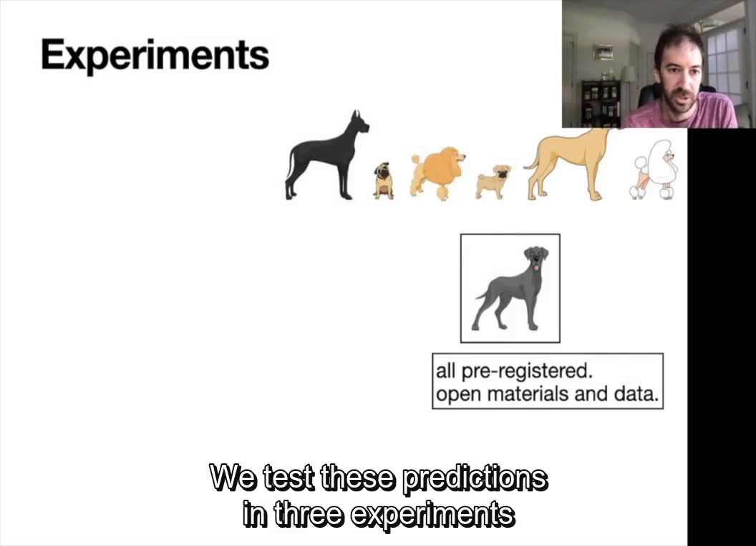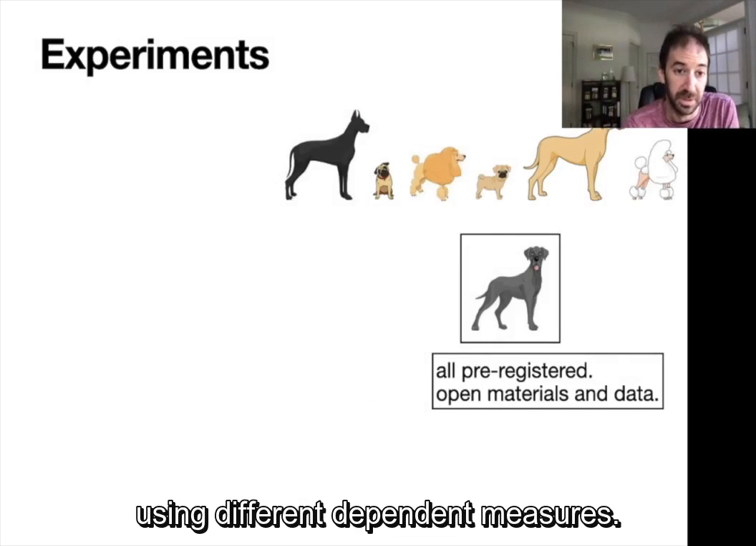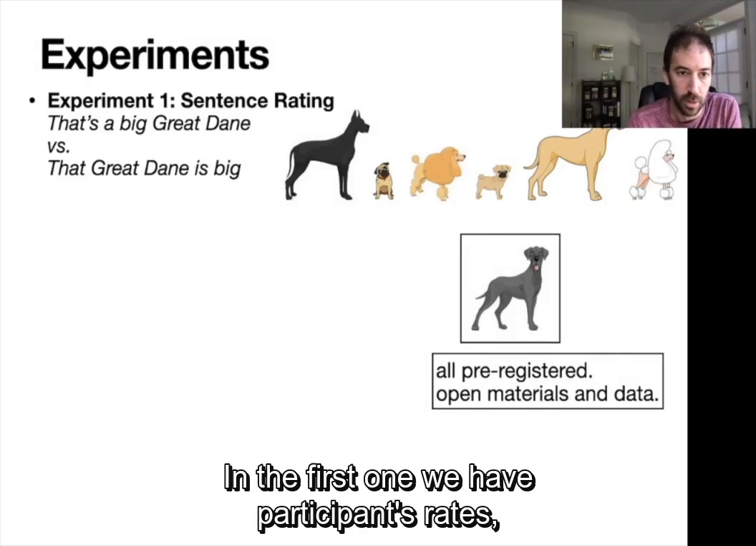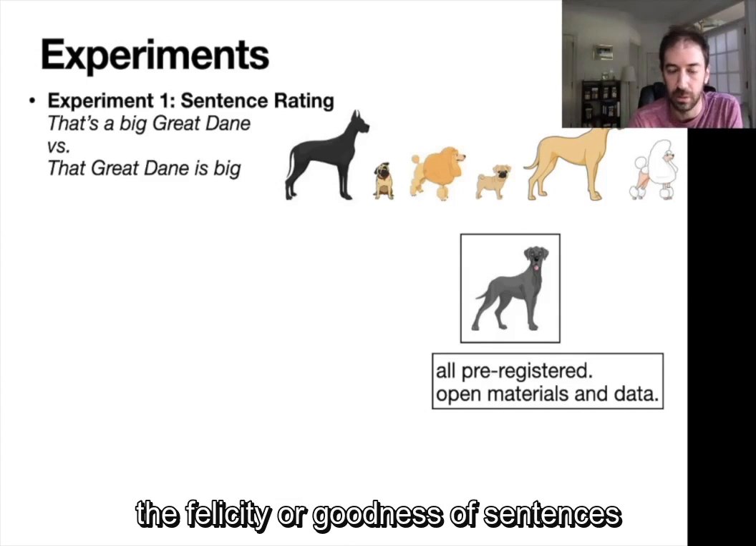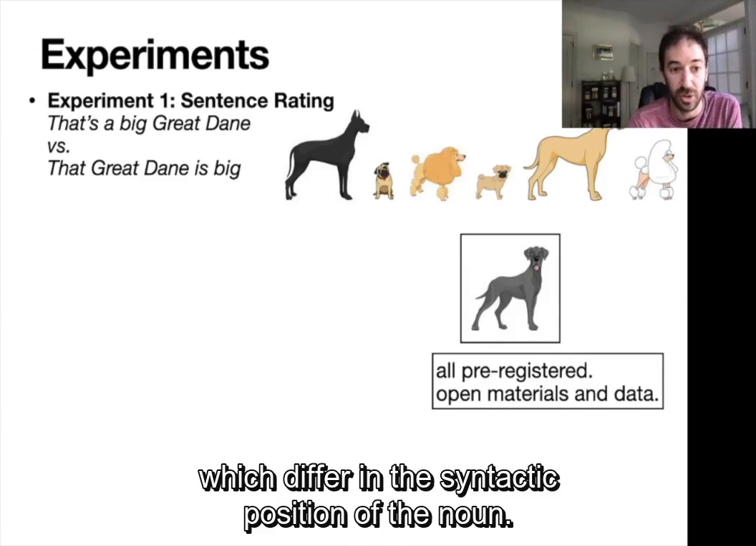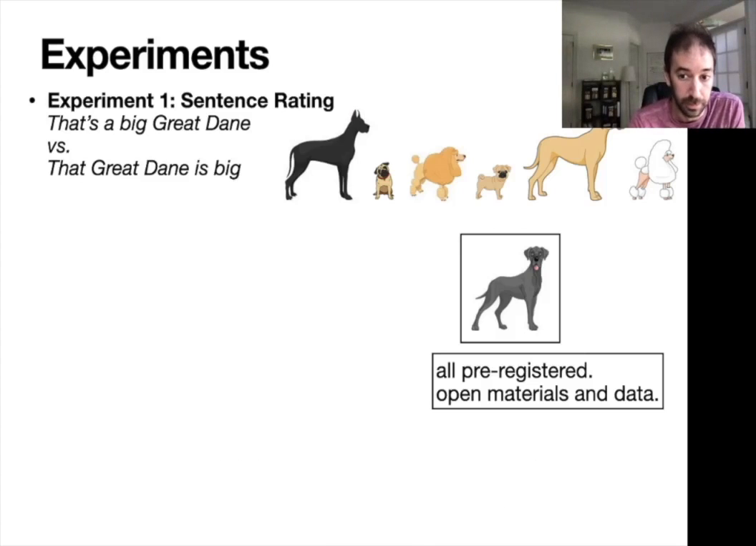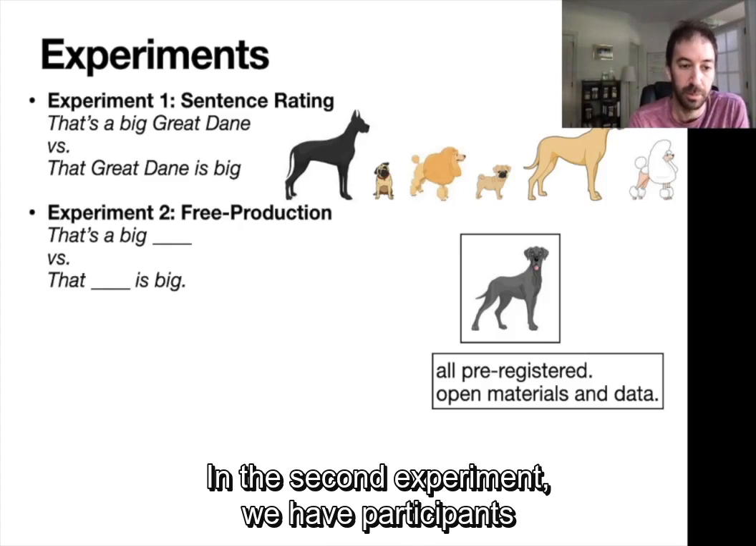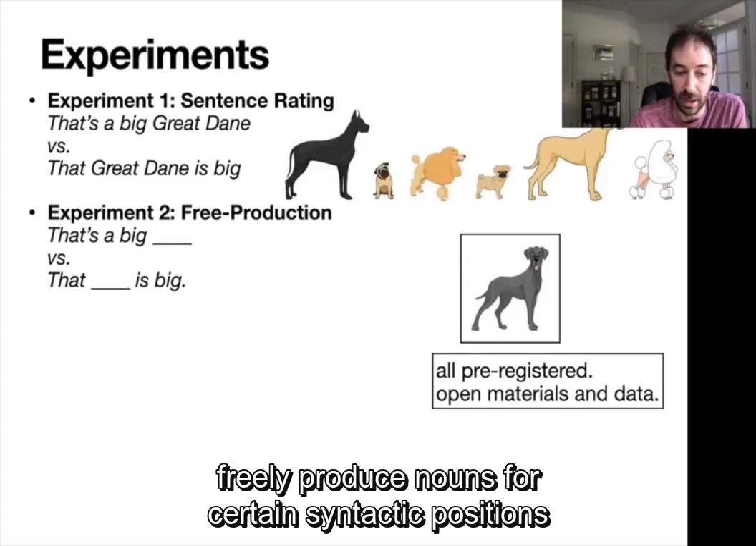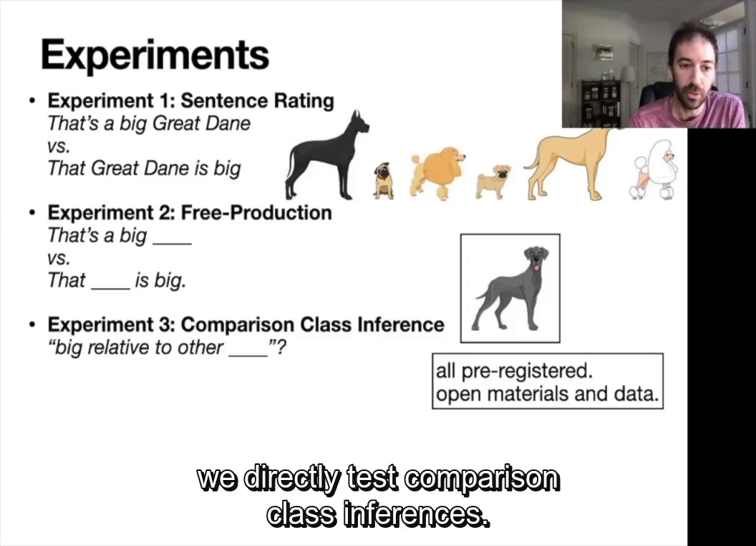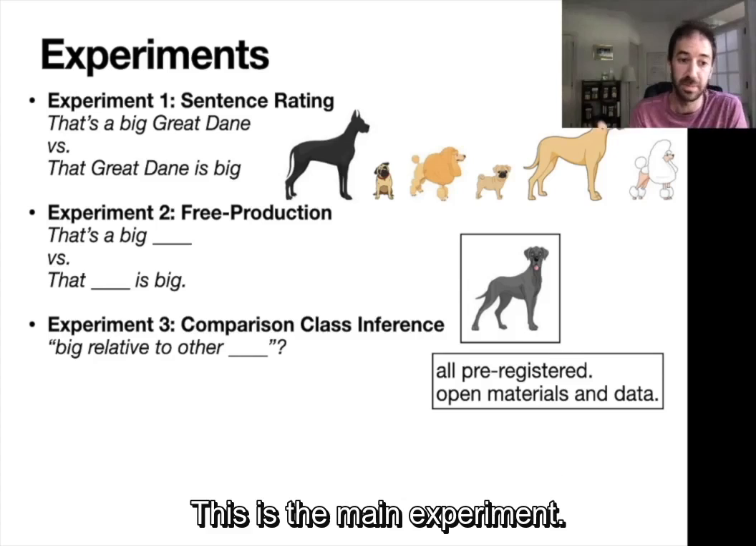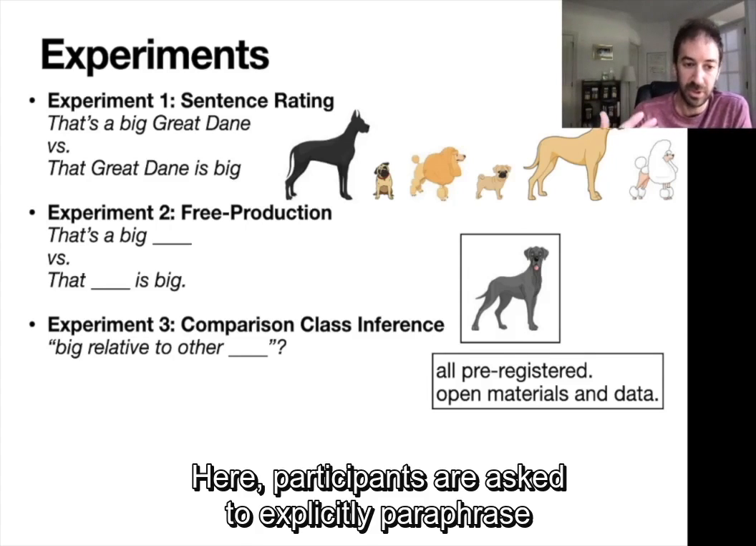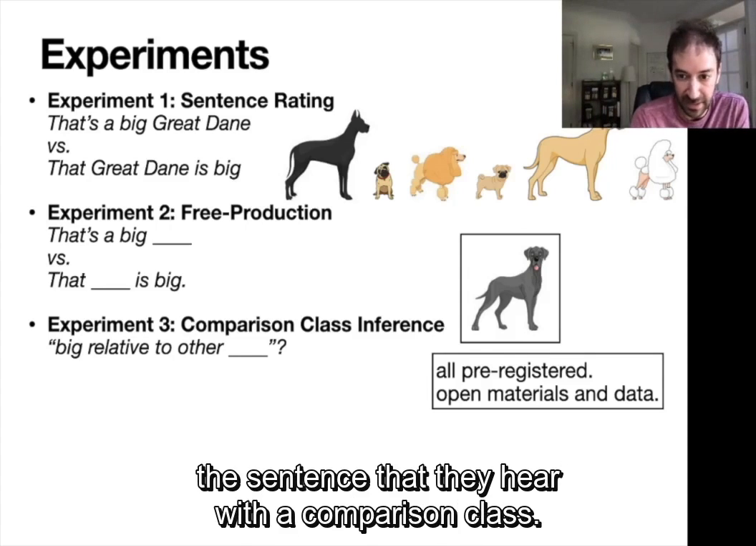We test these predictions in 3 experiments using different dependent measures. In the first one, we have participants rate the felicity or goodness of sentences which differ in the syntactic position of the noun. In the second experiment, we have participants freely produce nouns for certain syntactic positions. In the third experiment, we directly test comparison class inferences. This is the main experiment. Here, participants are asked to explicitly paraphrase the sentence that they hear with a comparison class.